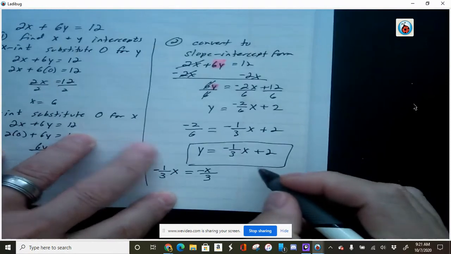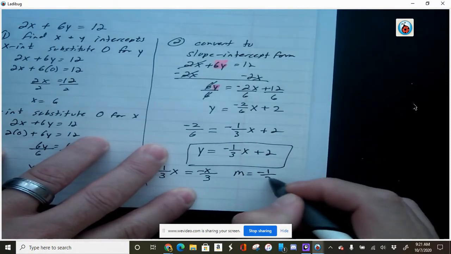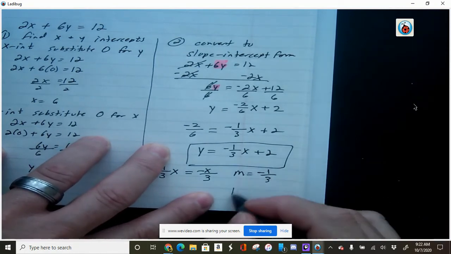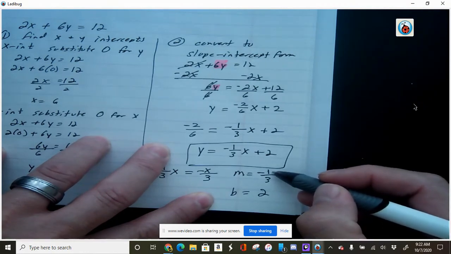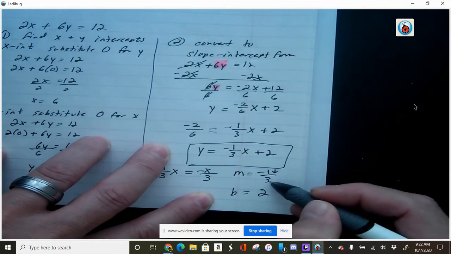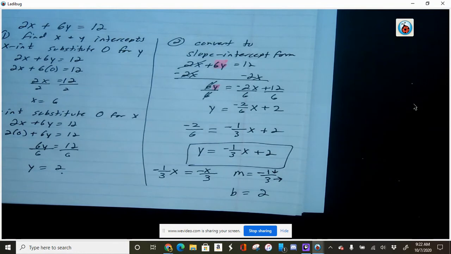Let's analyze that. Our slope is negative 1 over 3. It's already a fraction. We do not need to convert it. Our y-intercept is a positive 2. Also keep in mind the 1 is negative. That's my rise. That means we'll go down 1. My 3 is positive. That's my run. We'll go to the right 3. So let me get my graph paper.